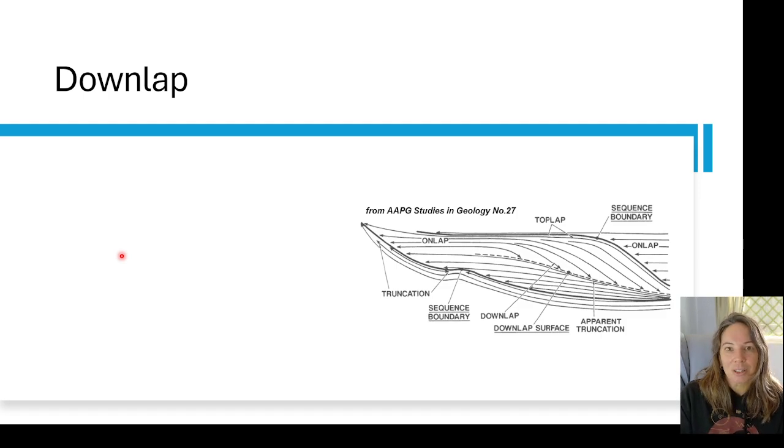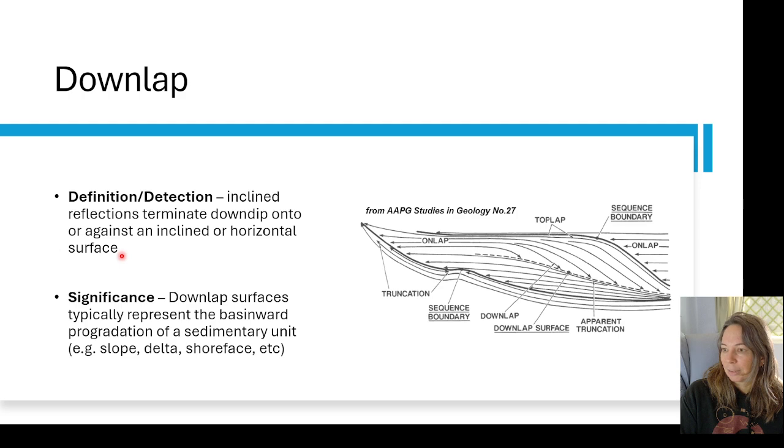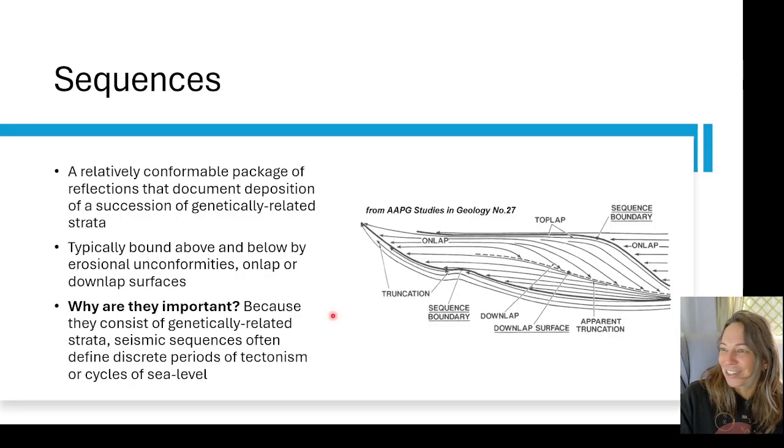So to go through these a little bit slower and one by one, downlapping, we're looking for those inclined reflections that terminate down dip onto or against an inclined or horizontal surface. They typically represent basinward progradation of that sedimentary unit. So let's go back here and let's pick some out. All right, so trying to find ones that definitely terminate right around here. We've got that red one that terminates, another red one right above it that terminates. Here we've got a red and blue one that terminate here. So you can look at those and pick out some of those downlapping features. If we were in class, I'd make people come up to the board and point them out. Harder to do on a recording.